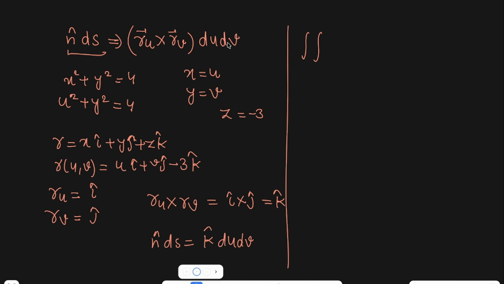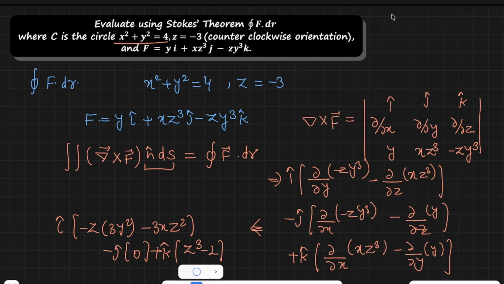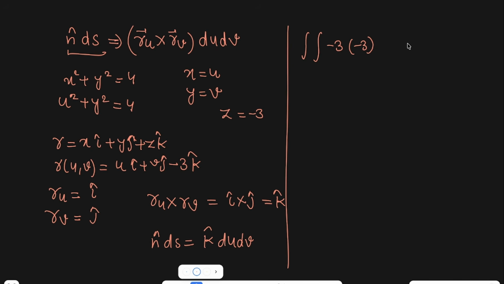So once you apply this term, that will be -3. Okay, -3y. Because it is y square, I will write it as v square, minus 3u, minus 3 square. At the place of z you put -3. This is i cap, then 0 j cap, and plus this is -3 square minus 1 k cap.